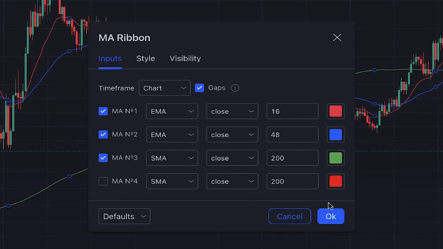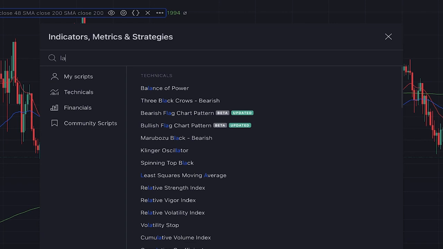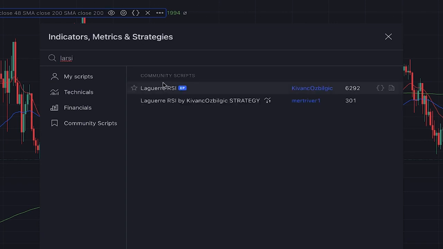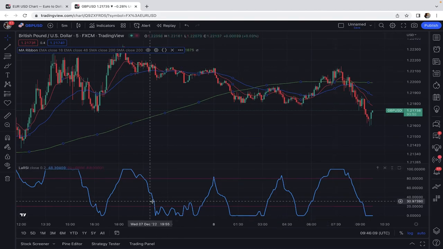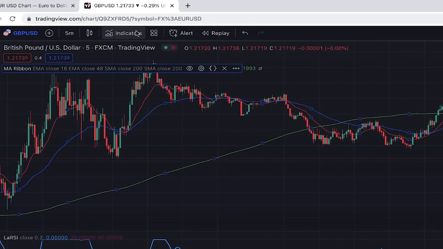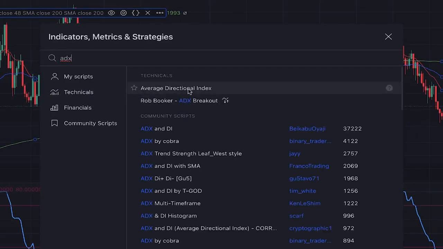Alright, we added the required moving averages, and let's add the next indicator, which is Lager RSI. This one, which is written by someone named Kivong Ozbilgik, and we use this indicator with its default settings. And the last indicator that we should add is ADX, Average Directional Index, this one.